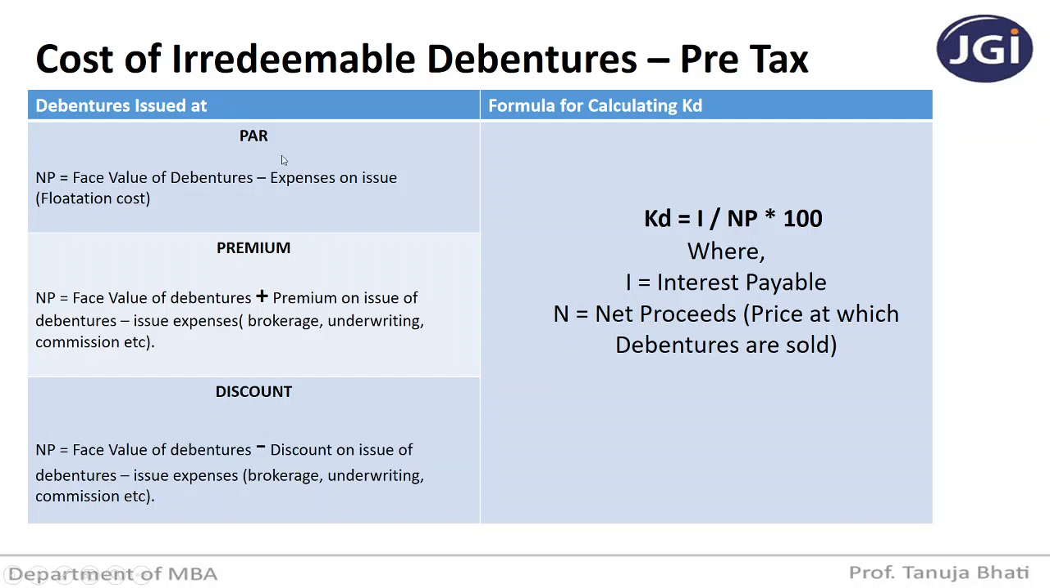Now, if it is issued at par, what is going to be the formula of NP? Face value of debentures. They are telling net proceeds, not gross proceeds. So you have to minus the expenses on issue. And if it is at premium, you know it is more than the face value. So add the premium first and then deduct the issue expenses. And if it is discount, then you know it is less than the face value. Then first minus the discount and then minus the issue expenses.